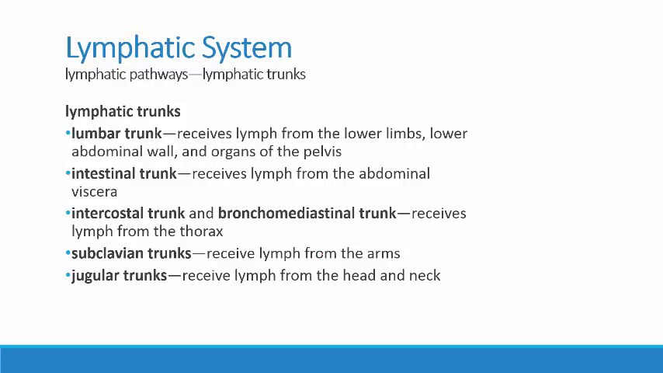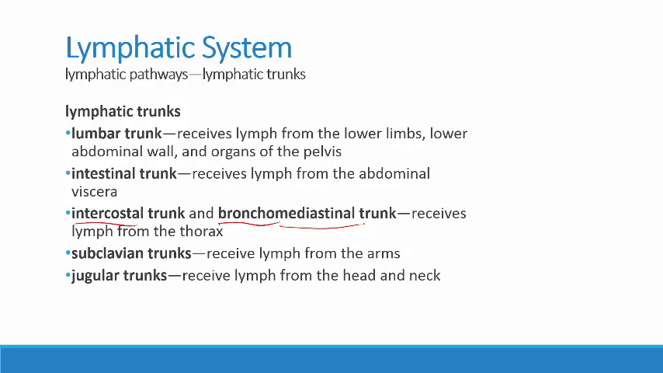The intercostal trunk and the bronchomediastinal trunk both receive lymph from the thorax. Intercostal trunk, that tells you a little bit about where it is, between the ribs. Bronchomediastinal: broncho associated with the lungs, mediastinal, that mass of connective tissue in the center of the thorax. The subclavian trunks receive lymph from the arms, and then finally the jugular trunks are receiving lymph from the head and the neck.